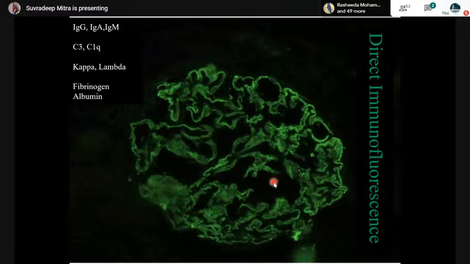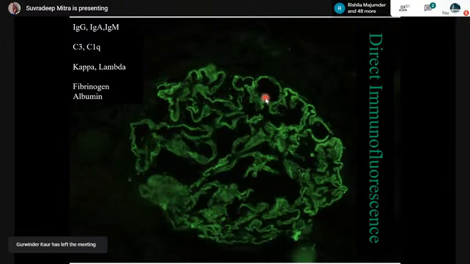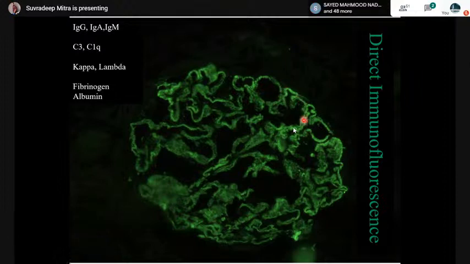This particular one is a case of membranous glomerulopathy, and you can see nice, very fine, uniformly granular deposits along the basement membrane. I don't know whether you can appreciate the fine granularity in this, but if you look closely and train your eyes, especially for the postgraduates, then you can identify this.